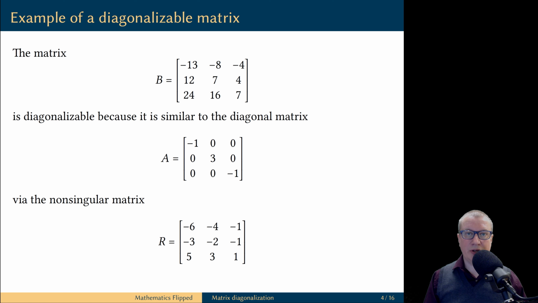We are going to say that a square matrix is diagonalizable if it is similar to a diagonal matrix. This 3x3 matrix B is diagonalizable because it is similar to this diagonal matrix A via the non-singular matrix R. We have worked out this example in the previous video. But in that example, the matrix was given to you, and the question is, how did I know to use this particular matrix to obtain the diagonal matrix A? We will answer this question in this video.